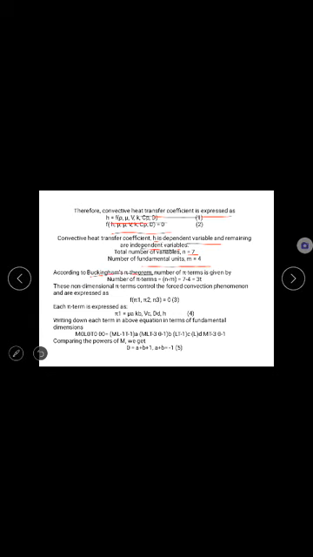According to the Buckingham Pi theorem, the number of pi terms is given by taking the difference of these two, that is n minus m. So we get the number of pi terms as 3. It is expressed by the equation: function of pi 1, pi 2 and pi 3, which are the non-dimensional pi terms, equals 0. Each pi term is expressed like this.